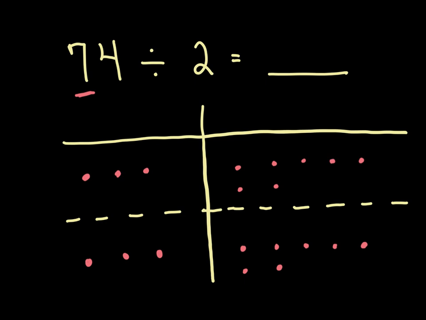All right, so how much do we have? Well, let's check this out. We've got on this side 1, 2, 3. That's 3 tens, which is 30. And we have 1, 2, 3, 4, 5, 6, 7. We have 7 ones, which would equal 37. So we have a quotient of 37. 74 divided by 2 is equal to 37.